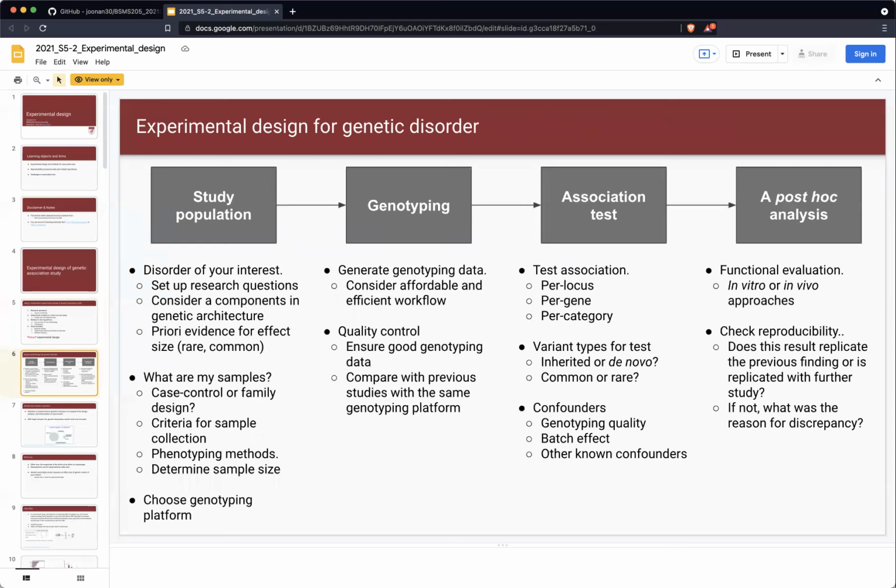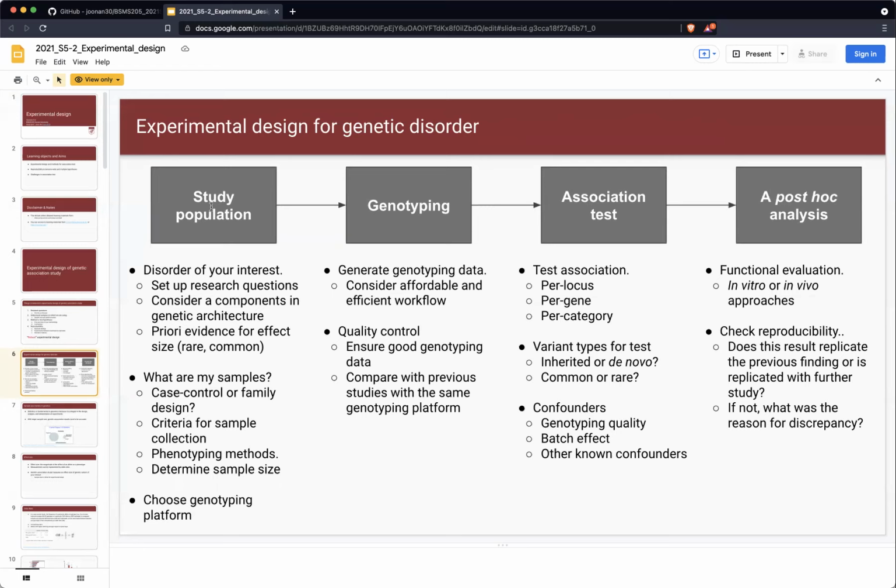In most cases, experimental design for genetic disorders follows this notation: from the study population to genotyping and association test and post-hoc analysis. The study population, in our case, is biomedical samples. So mostly the participants in your samples probably have a diagnosis, right? So you set the hypothesis for a certain disorder, then you set up the research question.